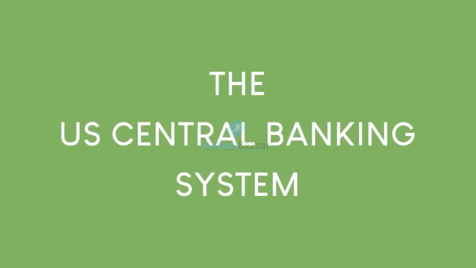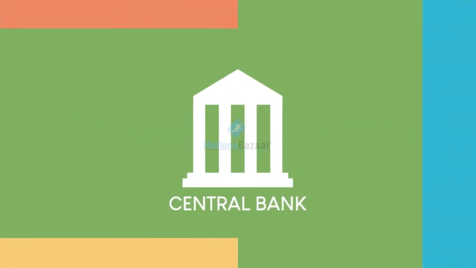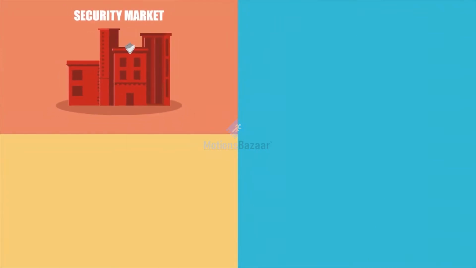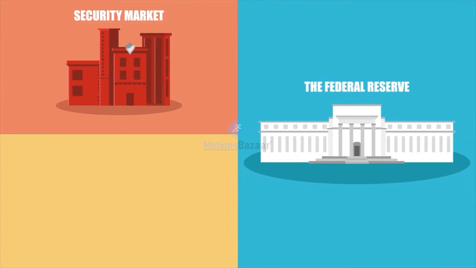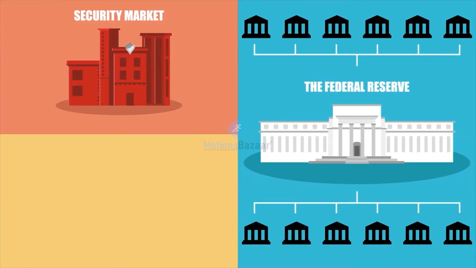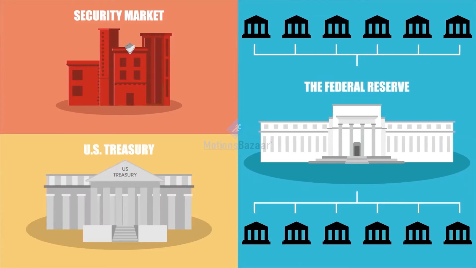The U.S. Central Banking System. The central banking system is broken up into three main components. 1. The securities market. 2. The Federal Reserve, which is made up of 12 regional banks. And 3. The U.S. Treasury.